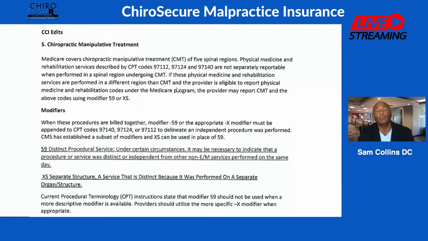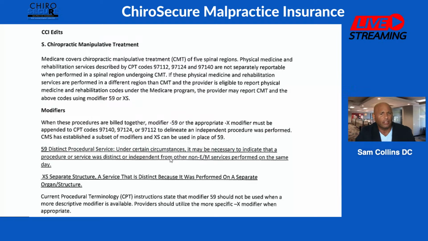So therefore, when we do a separate area, that is separately reportable, but we have to indicate on the claim that we've done that. And I'm sure you're all familiar with how we do that. Well, there's two modifiers you can use, modifier 59 or XS. And this modifier goes on manual therapy. So when you're billing manipulation, with it having a manual therapy technique of any type, you have to put modifier 59. And what is that indicating to the insurance? That it was performed to a separate region.